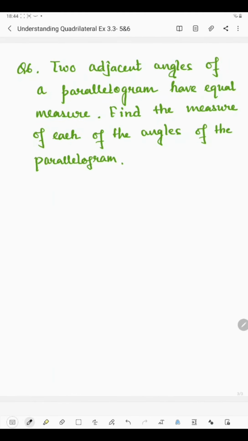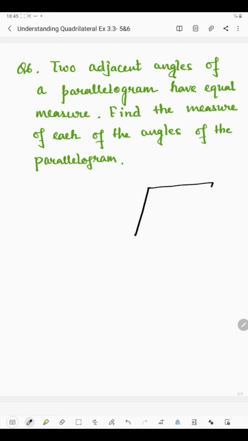Now coming to question number 6. Question number 6 says two adjacent angles of a parallelogram have equal measure. Find the measure of each of the angles of the parallelogram. So here adjacent angles of a parallelogram have equal measure. We have to find each angle of the parallelogram. So this is the same as the previous one.